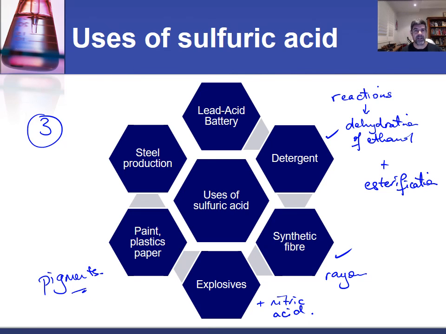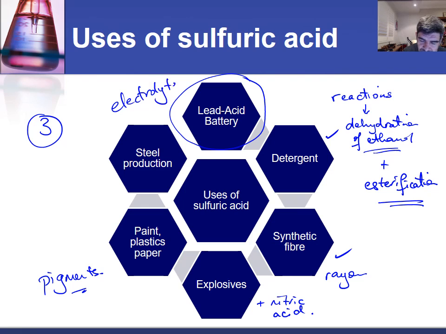But if you can try and focus in on a couple of the key uses that link to things that were part of your core, then it's often easier. So the dehydration of ethanol is an important one, esterification is an important one, and also the fact that sulfuric acid is the electrolyte that we use in the lead acid batteries. That gives you 3 very nice uses of sulfuric acid.